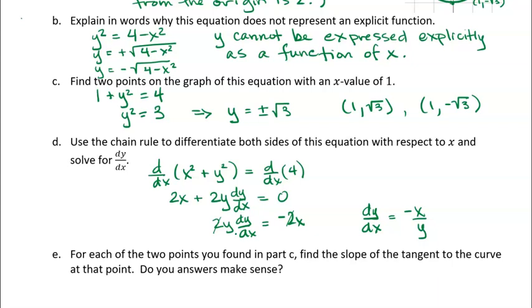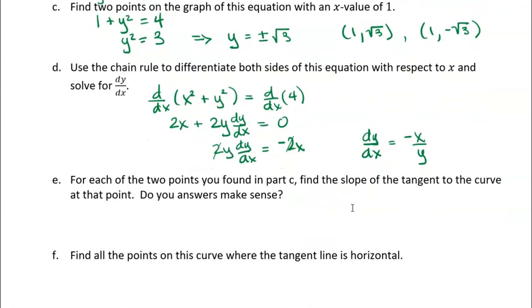Now notice we have dy/dx, but it's in terms of both y and x. So that's okay. Let's look at the next question: for each of the 2 points you found in part C, find the slope of the tangent line to the curve at that point. And do your answers make sense?